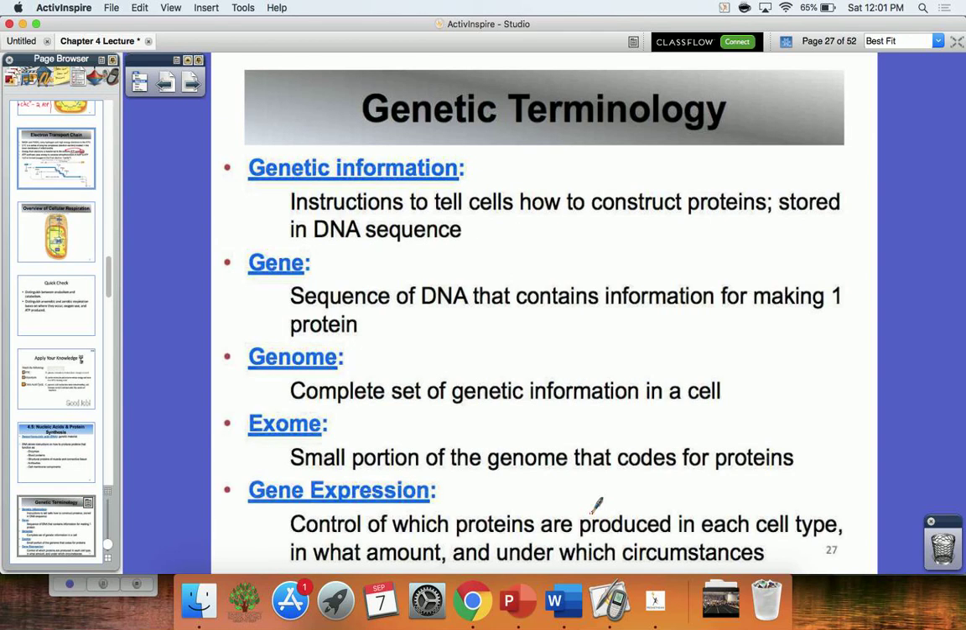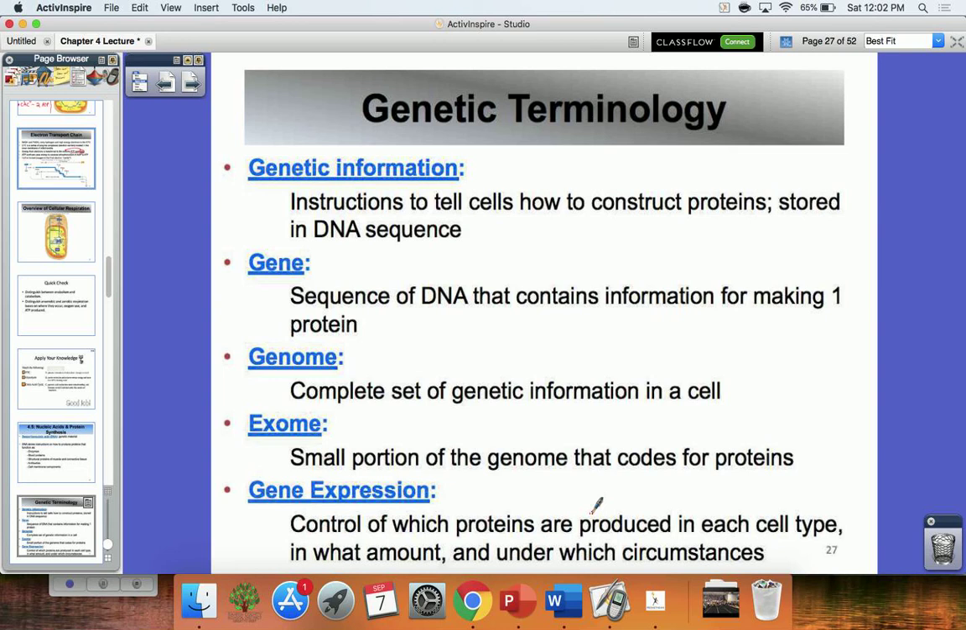So first, we're going to talk about a few terms and just some terminology. When we say genetic information, that's what DNA stores. This is kind of the step-by-step instructions on what the cells need to process in order to create us, okay?